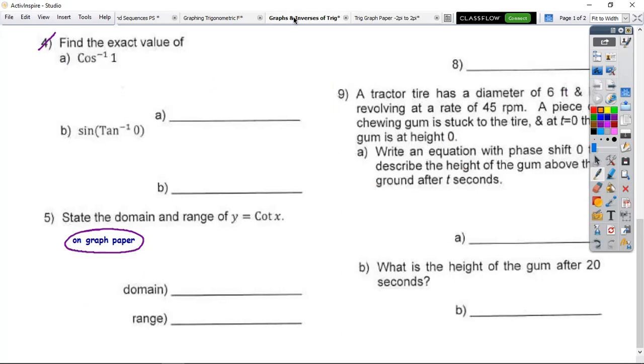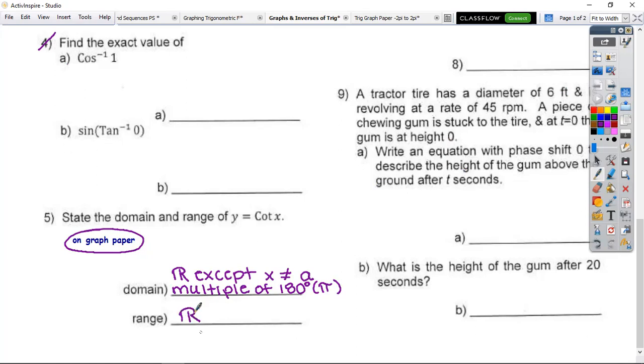All right, so we did the graph on graph paper. In my domain, we're going to say all reals. Again, this is just one way that you can write this. So I'm going to say reals except x cannot be a multiple of 180 degrees or pi. And then again, the range, we said that continues without restriction. So the range is all reals.